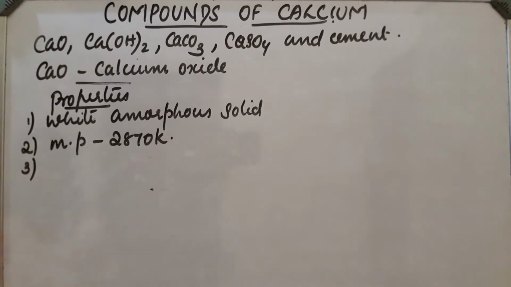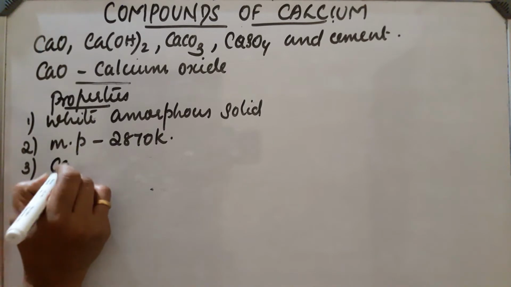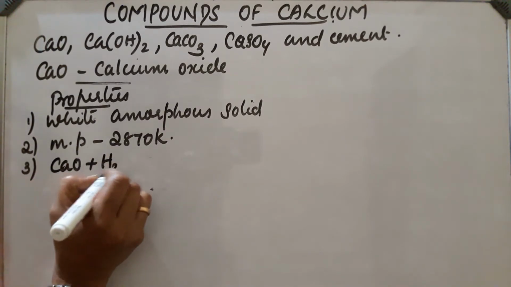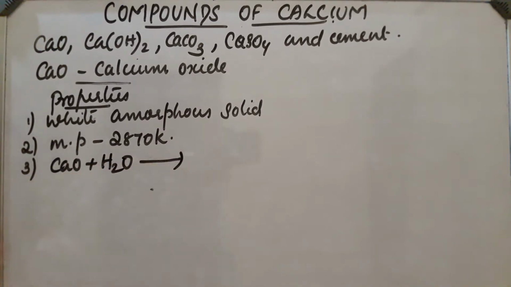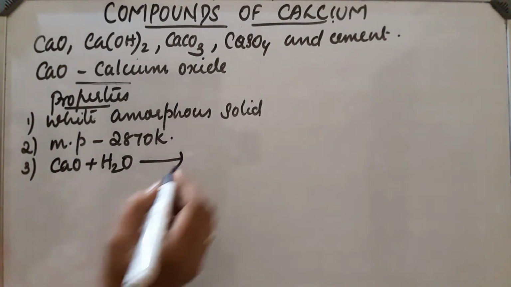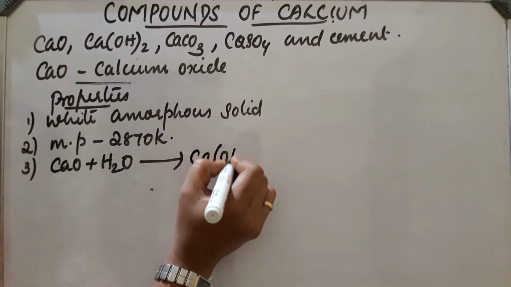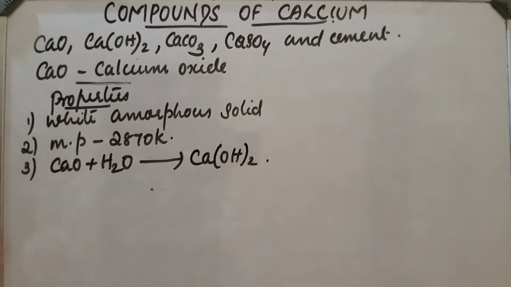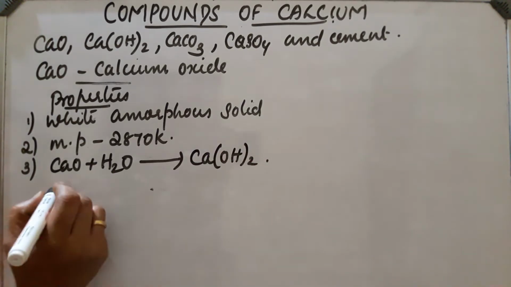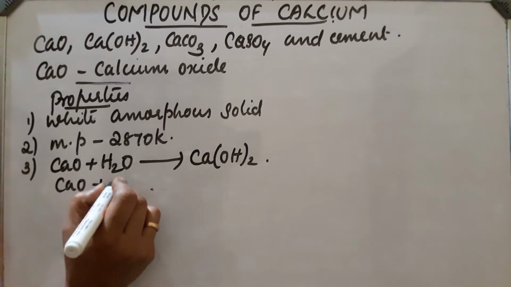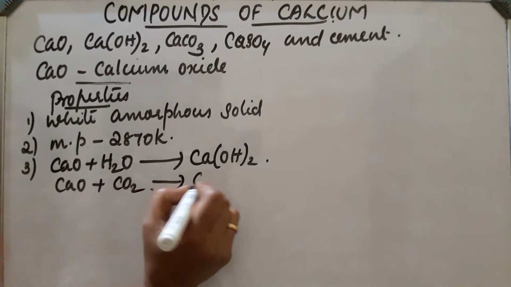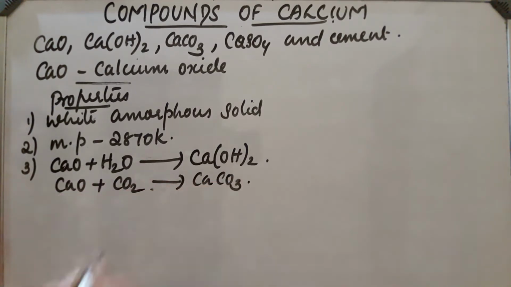Calcium oxide reacts with water, CaO plus H2O, water present in the atmosphere, and forms calcium hydroxide. Also, it reacts with carbon dioxide in the atmosphere and forms calcium carbonate.